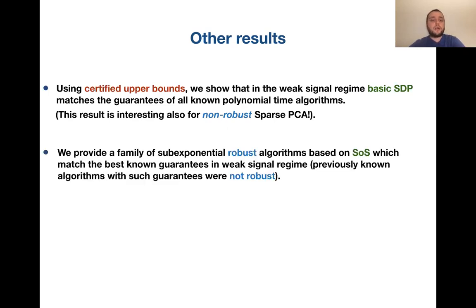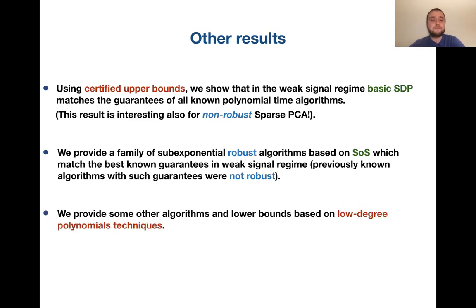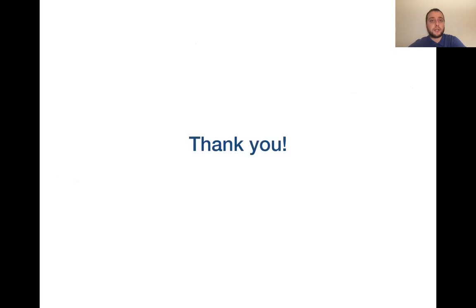We also provide a family of sub-exponential robust algorithms based on sum of squares, which match the best known guarantees in the strong signal regime. Previously known algorithms with such guarantees were non-robust. Also, we provide some other algorithms and lower bounds based on low degree polynomial techniques.